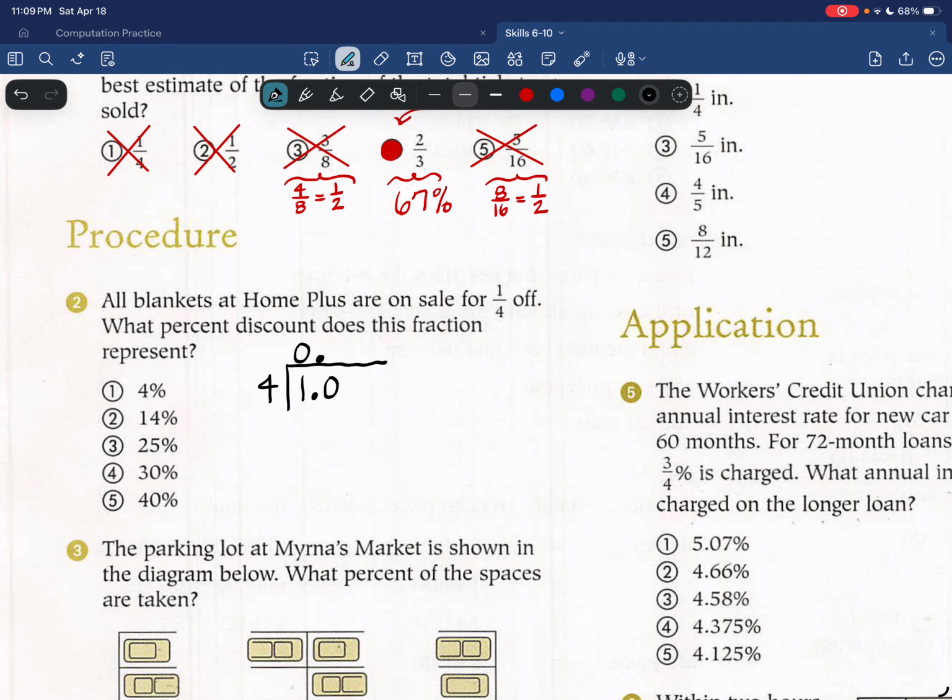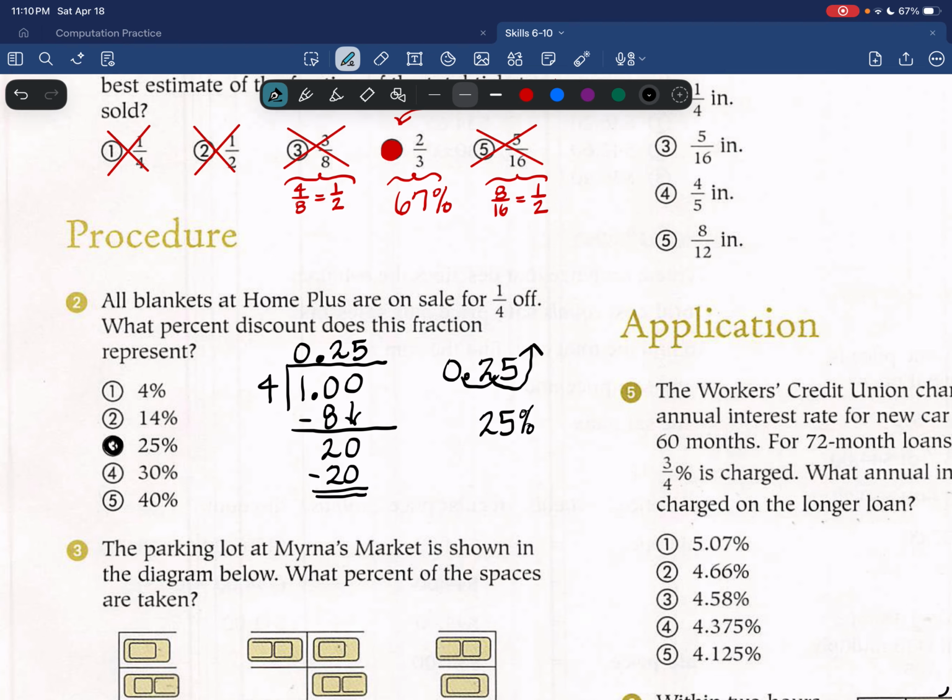You will have to add a decimal and a 0. That's 2. And one more 0. Oops, I'm jumping the gun. Sorry. That's a 0, and this is a 5. This is 20, so this terminates. And then that 0.25, you move 2 places to the right, and that gives you 25%.